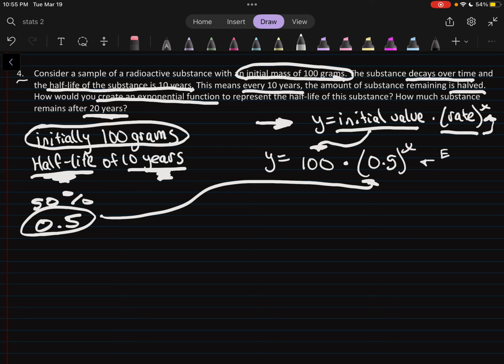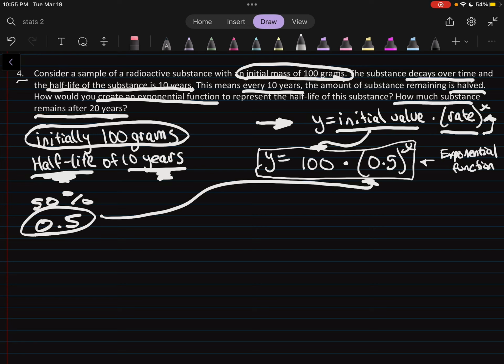And this is our exponential function. We can box this guy up. All right. Then it's asking us how much substance remains after 20 years. Now, in this case, it says the half-life is 10 years. So we would write out our problem here.